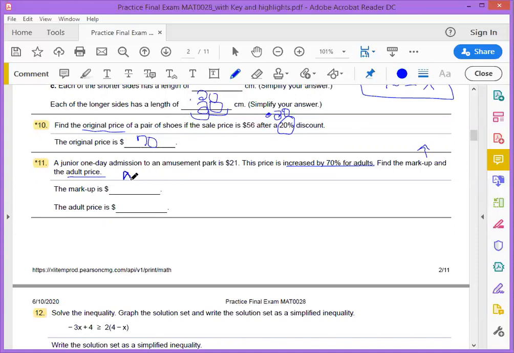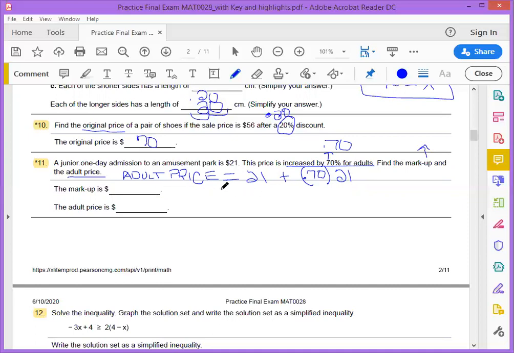The adult price of our ticket, to get the adult price, we're going to take the junior price, which is $21, and we're going to add that increase. Remember, the increase is 0.70 or 70% as a decimal. That becomes 0.70. It'll be 0.70 times the junior price. So 0.70 times 21.